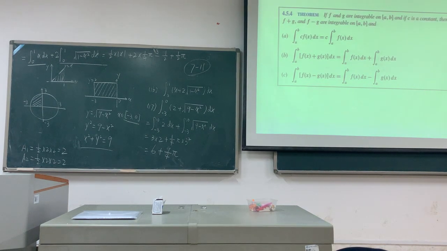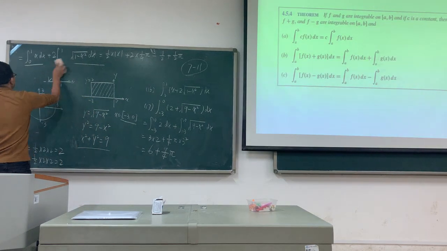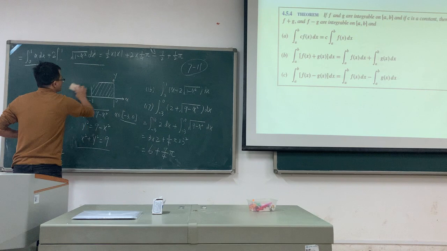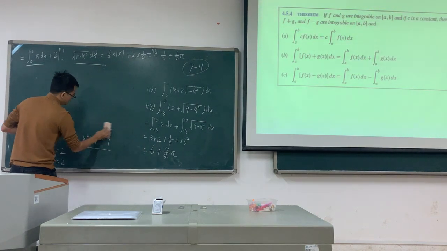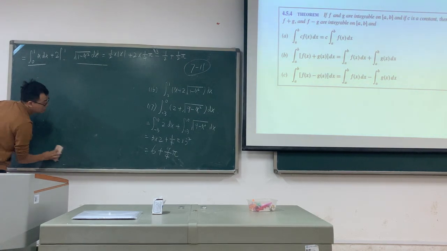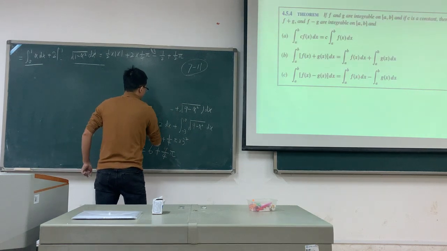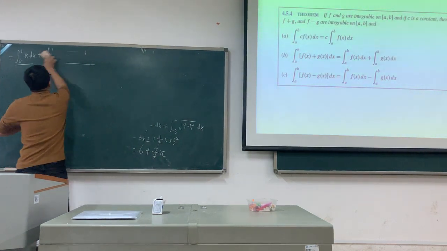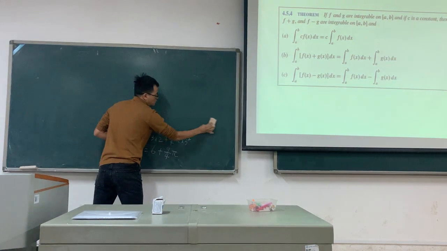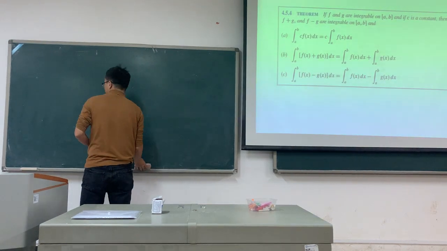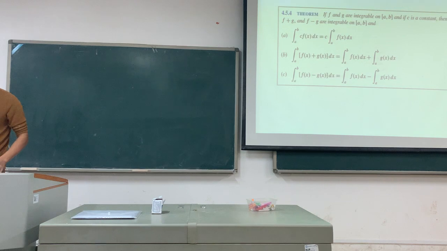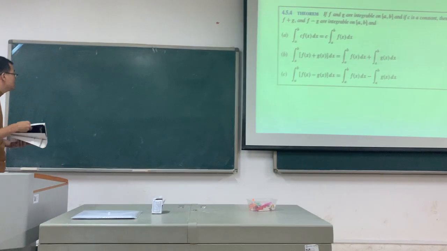Now we do another exercise from 18 to 19, okay? From 18 to 19, use theorem 6.5.6 to determine whether the value of the integral is positive or negative. So here, now we see page 299, number 18 to number 19, okay?